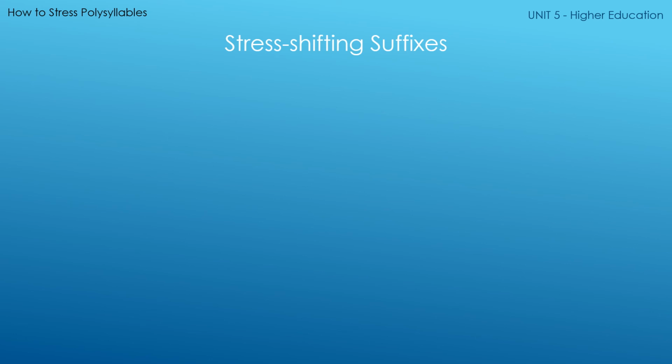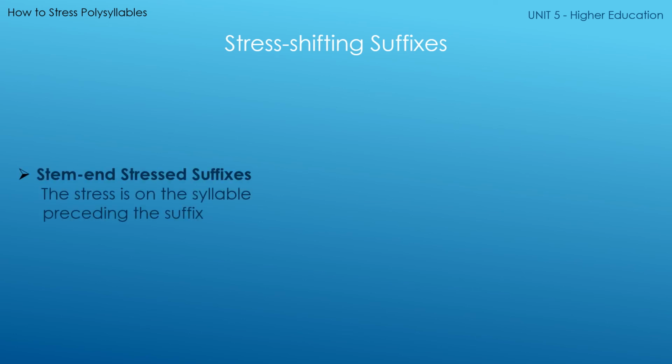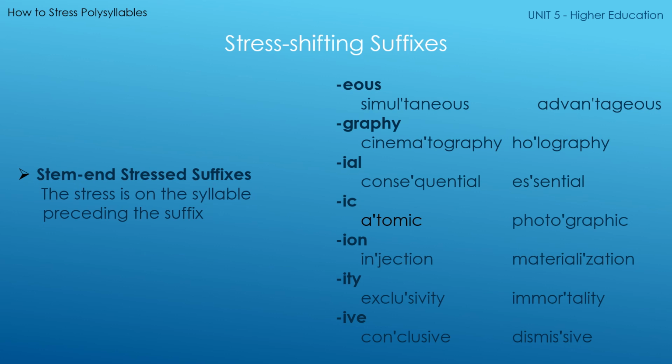Eventually, here comes the latter group, which is a group of stress-preceding suffixes. As its name implies, these suffixes have stress on the syllable preceding them. Basically, this group comprises suffixes "ous" in simultaneous and "graphy" in cinematography, and so on.